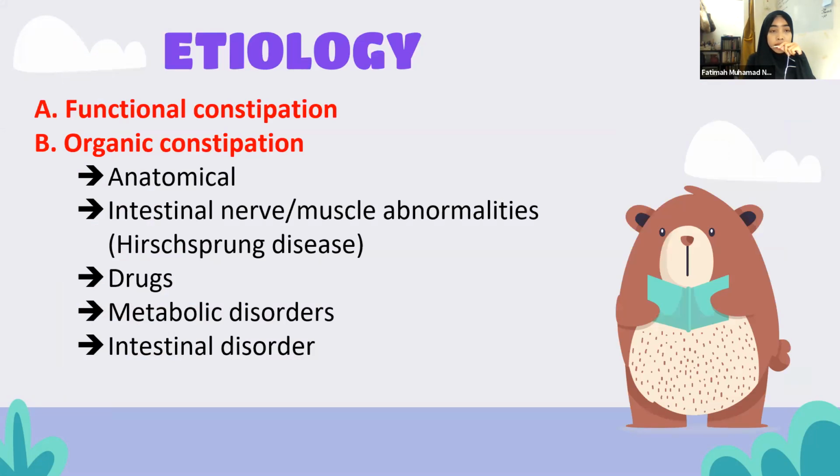So it can be divided into either functional constipation or organic constipation. Okay, so functional constipation is also known as idiopathic constipation, and it can be differentiated from organic constipation with careful history and physical examination. Organic constipation can be further divided due to anatomical cause, due to defect in the intestinal nerve or muscle abnormalities, such as Hirschsprung's disease, due to drugs, due to any metabolic disorders or intestinal disorders.